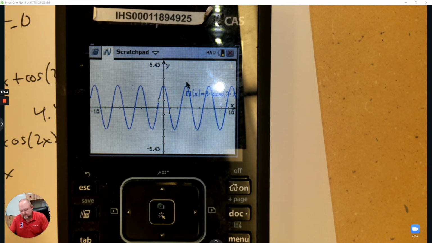The second one is going to be 3x only. And then I'm going to shrink that so it makes it easier to work with a little bit. I see that. I need to know where they cross.